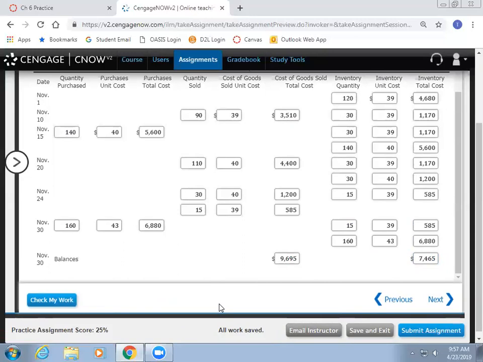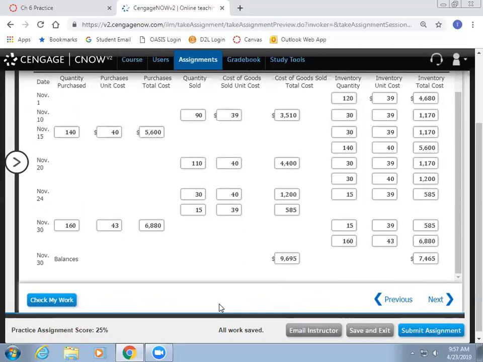When we did FIFO, we had the same numbers, so just to give you a comparison: under FIFO, we had a cost of goods sold that was slightly lower, $9,680, but our inventory was a little higher at $7,480. So really only a $15 difference both ways. You can see this one's not a vast difference between LIFO and FIFO because prices weren't fluctuating that much.